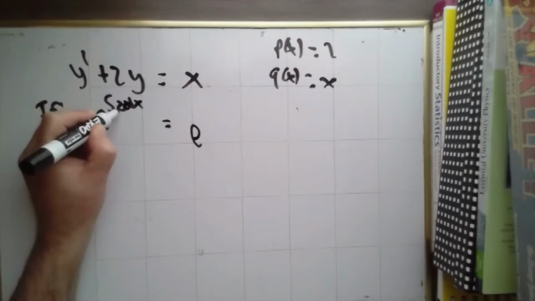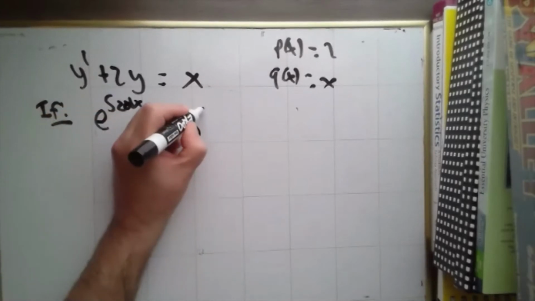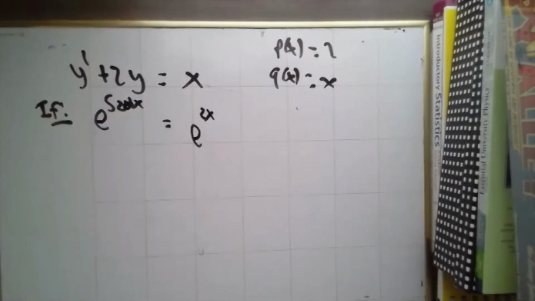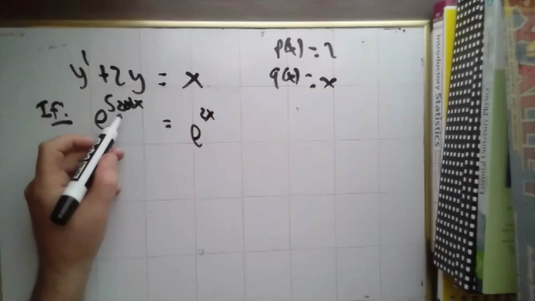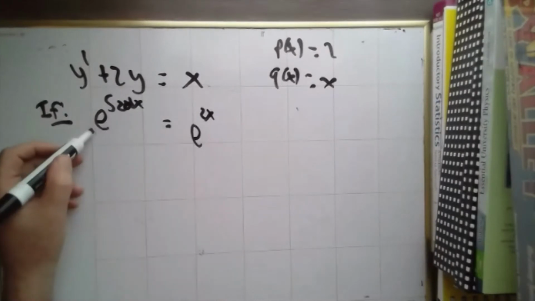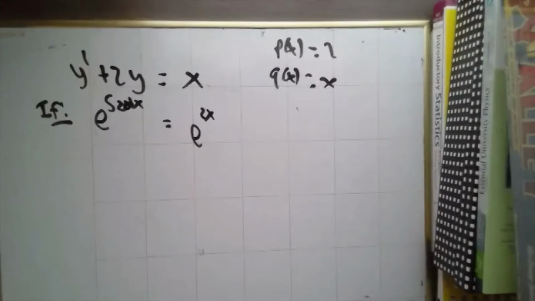Antiderivative of 2 dx will be 2x. Now I know technically there's a plus c there, but never put your plus c in your integrating factor. So the antiderivative of 2 dx is 2x. Our integrating factor is e to the 2x. So now we multiply everything through by that integrating factor.